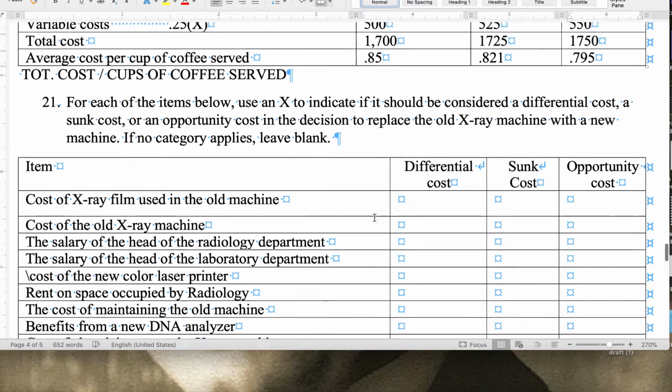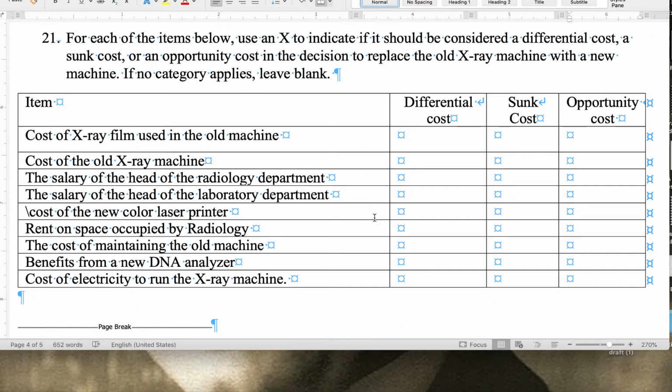Now, let's look at exercise 21. Exercise 21 deals with decision-making costs. So we have differential costs, sunk costs, and opportunity costs. You already read the book. You already did the question portion of the study guide, and we talked about this in the lecture video. You should have tried this already, but what we're going to do is see which one of these costs apply to our decision. And if no category applies, we leave it blank.